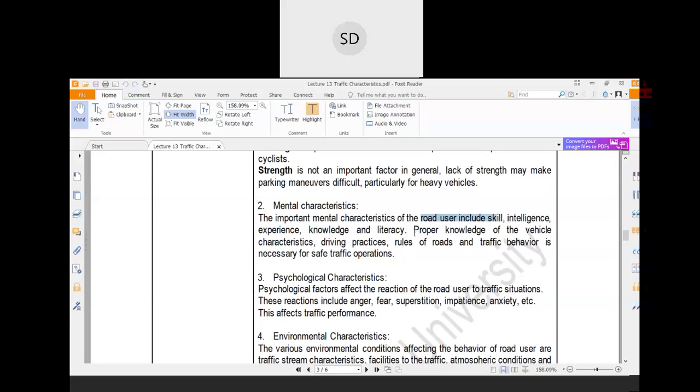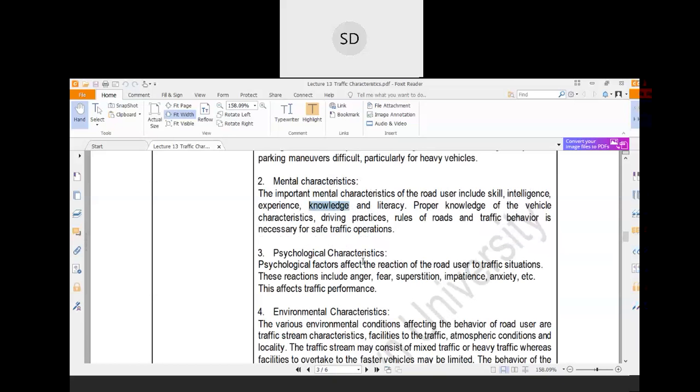Then coming to the mental characteristics, the important mental characteristics of road users include skill, intelligence, experience, knowledge, and literacy. Now, skill means his driving skill. Intelligence means perception of the outer environment and taking suitable actions to enhance the driving skills of the driver. Then experience, how much experience he has, then knowledge about the traffic rules, and literacy. So these are the mental characteristics.